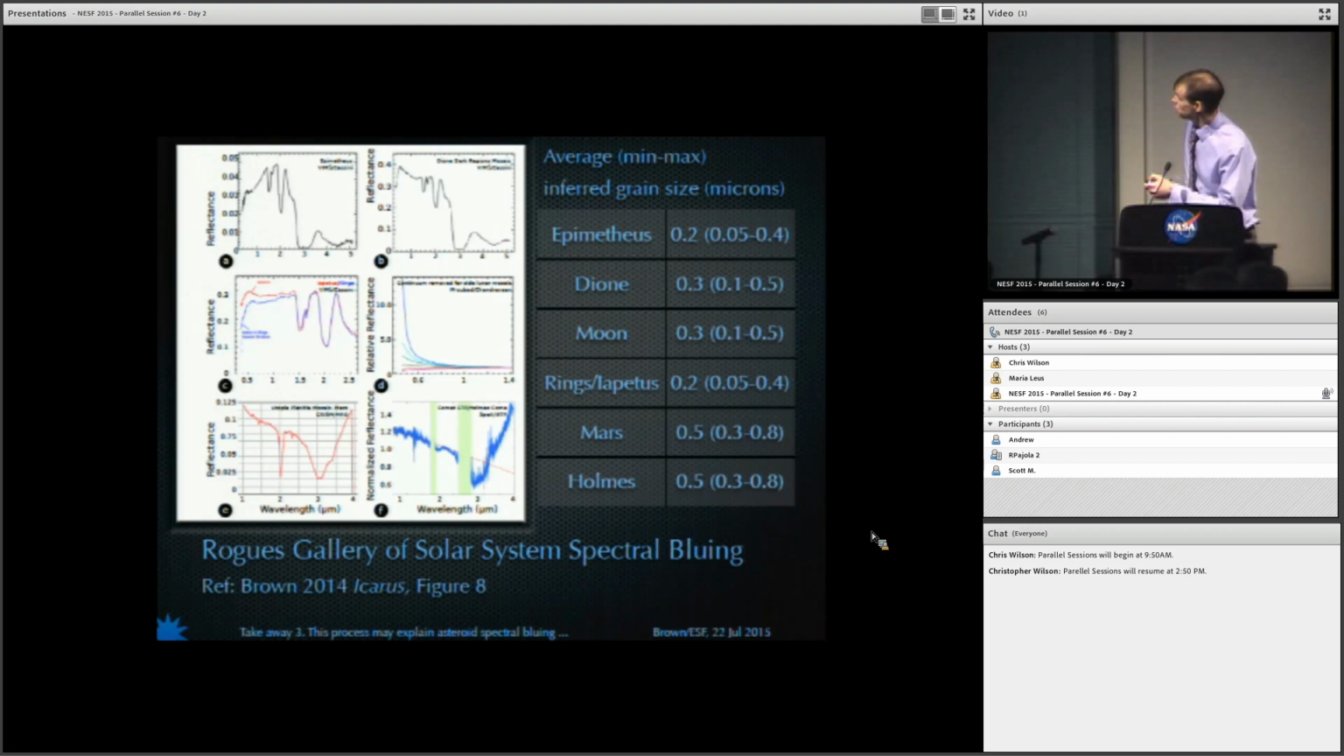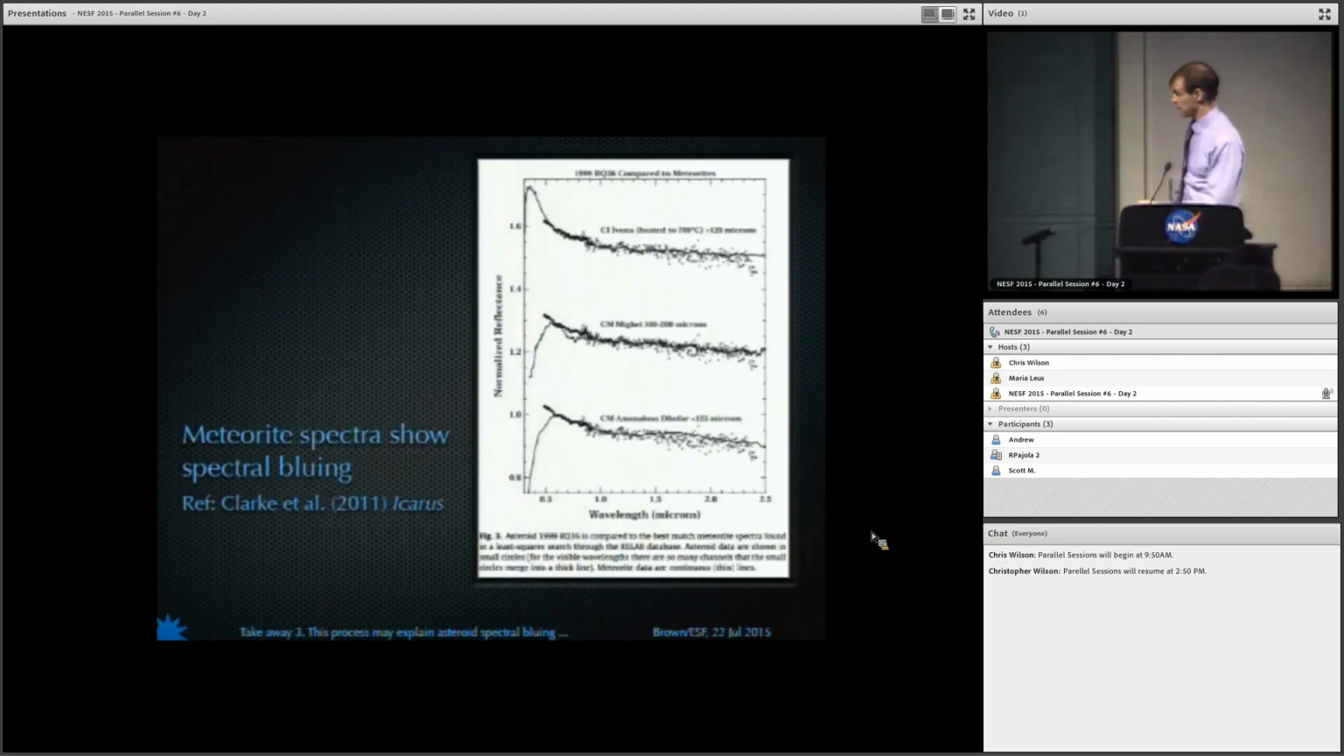So you can see the first two, or the first three actually, are from the Saturnian system: Epimetheus, Dione, and the ring system in Iapetus. The Moon also, in some locations, is showing a spectral bluing peak. And the reason why I actually got interested in it is that also in Utopia Planitia on Mars, we have the same spectral bluing effect. And so 0.5 micron grain size particles would be most likely to be causing this effect. Also comet Holmes as well.